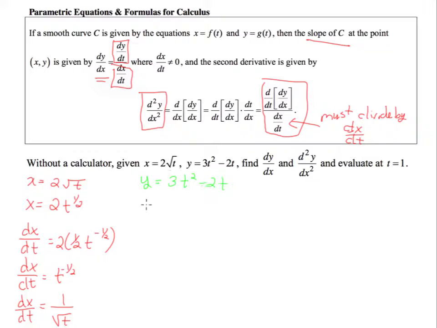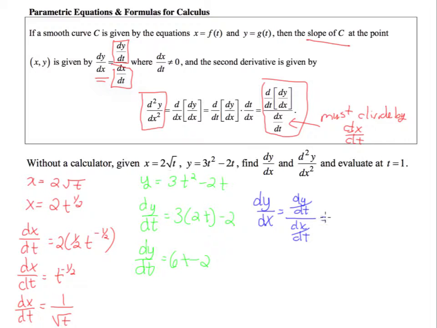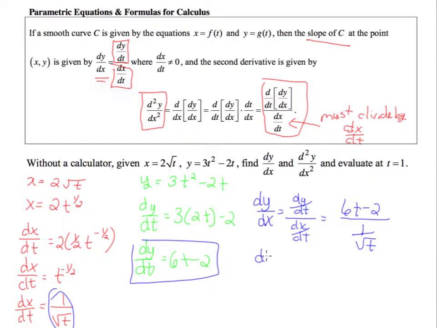Next, we'll do the same thing with y. So we're going to find the derivative of y with respect to time, which is equal to 6t minus 2. Now that we have the two components, we're ready to find the derivative of y with respect to x, which is simply the derivative of y with respect to time divided by the derivative of x with respect to time. So that would mean that we take 6t minus 2 as our numerator and 1 divided by the square root of t as our denominator.